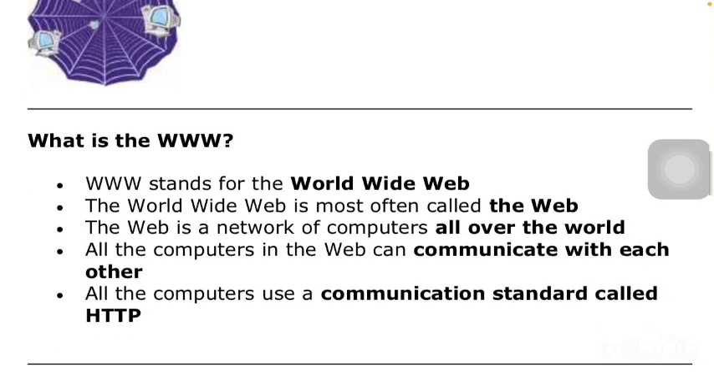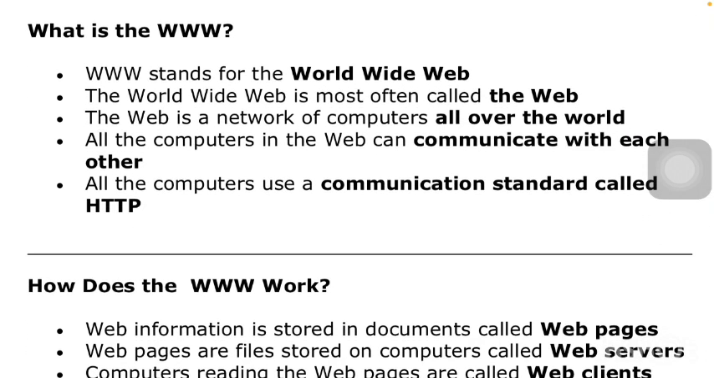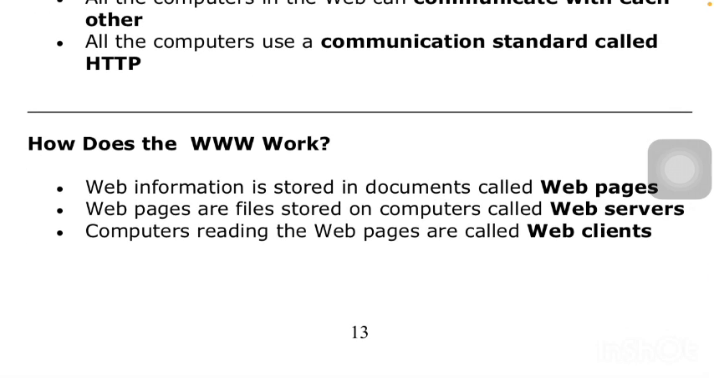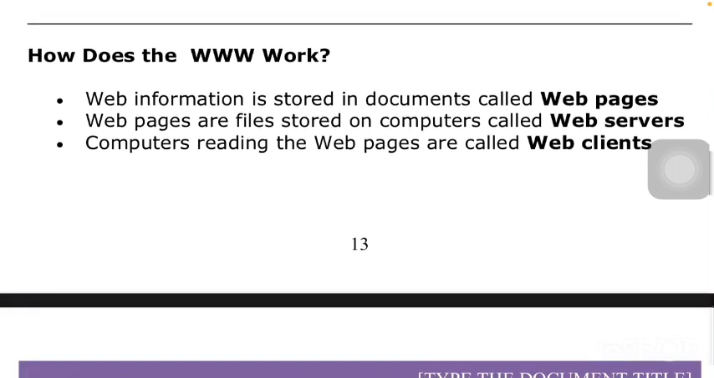Okay, let's go on. You must have come across www. It means World Wide Web. Sometimes it is referred to as the web. It's a network of computers all over the world. All the computers in the web can communicate with each other. I've mentioned that. Then all the computers use a communication standard called HTTP. Now, how does the web work?